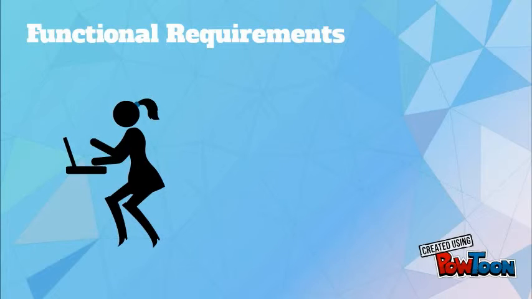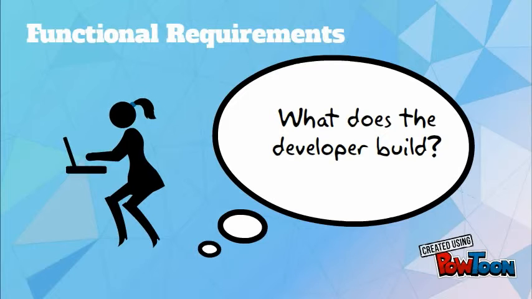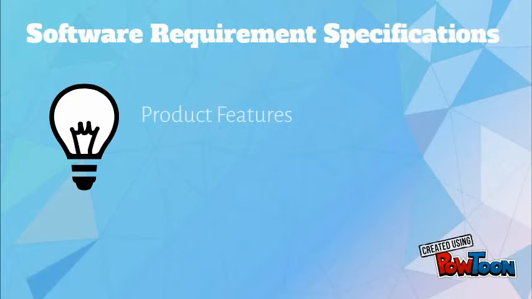The last level is the functional requirements, which answers the question, what does the developer build? In this level, it is essential to list down the requirements in the software requirement specification. This document is also known as the product features and product requirements.